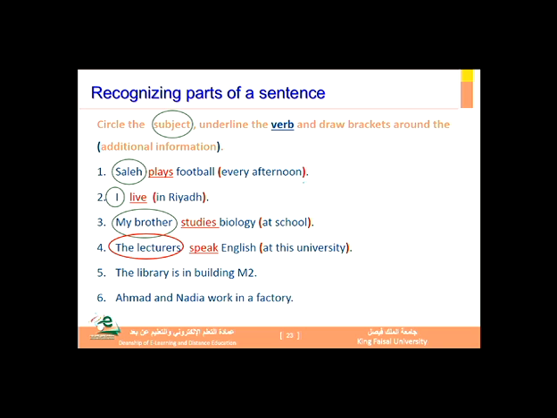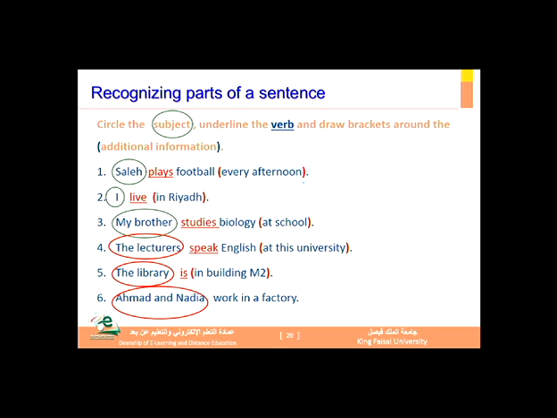Sentence number 5: the library is in building M2. Where is the subject in this sentence? It is the word the library, so we circle the library. The verb of this sentence is the verb to be, is, so we underline the verb. And the extra information is in building M2.